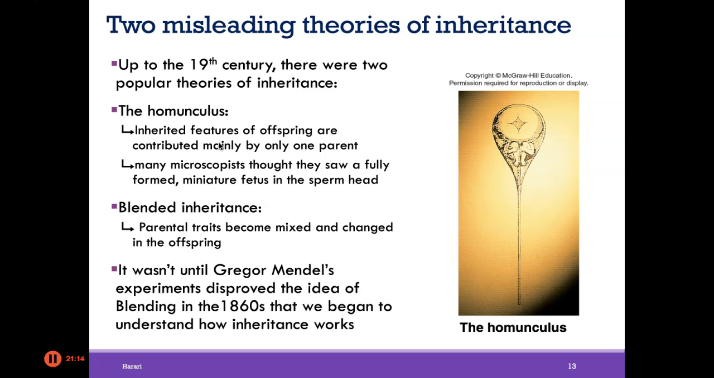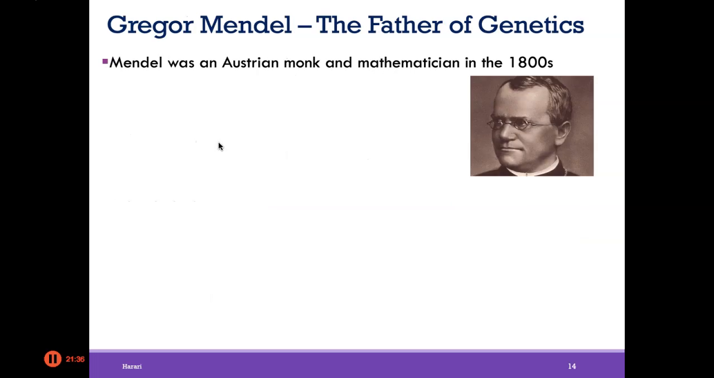And it wasn't until Gregor Mendel's experiments. Gregor Mendel's an important name to remember. He disproved the idea of blending in the 1860s, and it wasn't until then that we really began to understand how inheritance works. Right? We weren't able to solve the puzzles of inheritance until Gregor Mendel's research was published in 1860s. So let's introduce Gregor Mendel, the father of genetics.